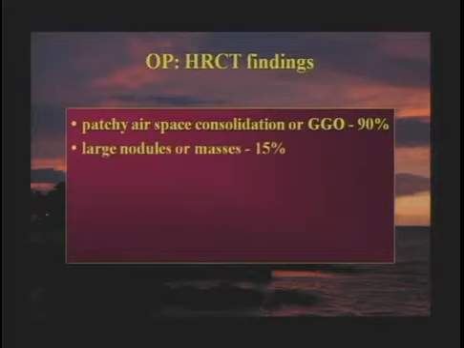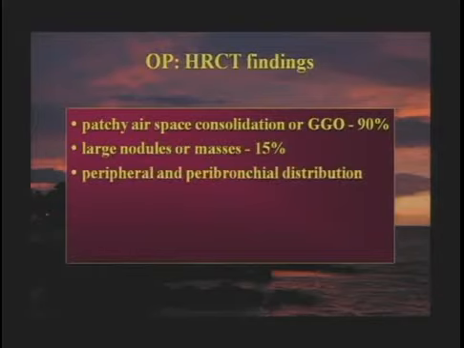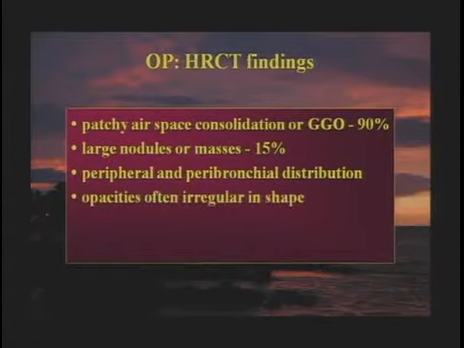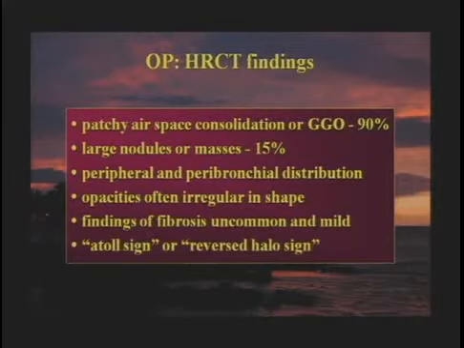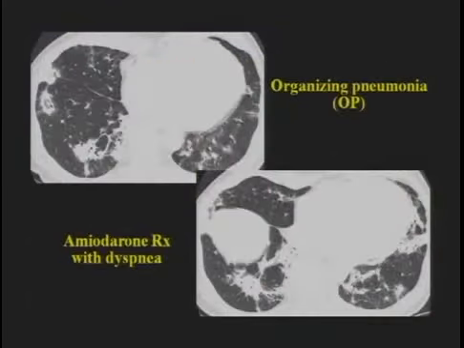High-res CT findings: patchy airspace consolidation or ground glass is seen in most. Large nodules or masses, peripheral and peribronchial distribution is typical. These areas of consolidation are in the subpleural lung or around the central airways. The opacity is often quite irregular in shape. Findings of fibrosis are uncommon and mild. And there's a finding that is particularly suggestive of this entity, and it may be called the atoll sign, but more typically or commonly referred to in the literature as the reversed halo sign, common with organizing pneumonia.